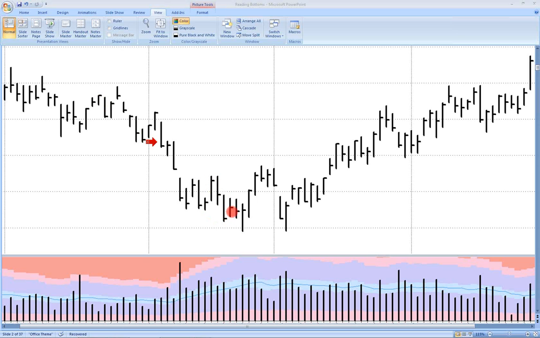But what happens almost immediately? What do you see on these two bars here? Tell me what you see there. These couple of bars and their accompanying volume.